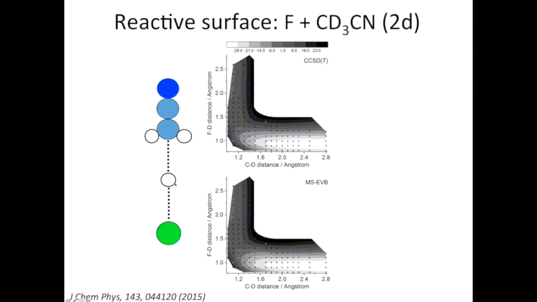So this is now a comparison over these two different coordinates. So this is my fluorine, deuterium, acetonitrile. And you see that the comparison between my MSEVB model and my CCSD(T)-F12 calculations is sub kcal per mole accuracy. And crucially, I get the topology of the potential and the curvature qualitatively almost identically correct.